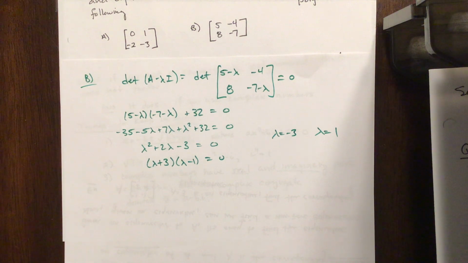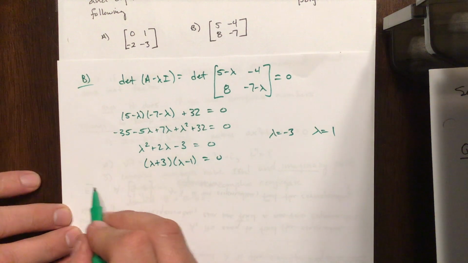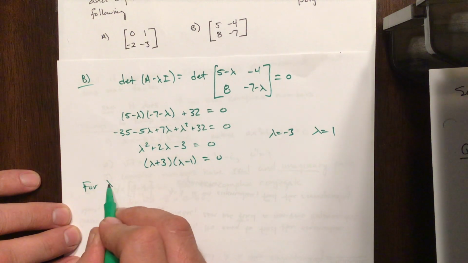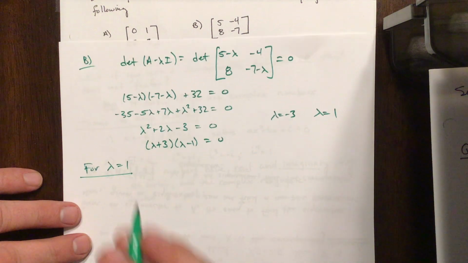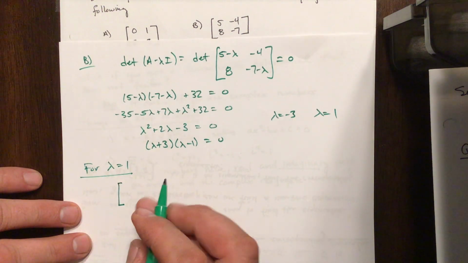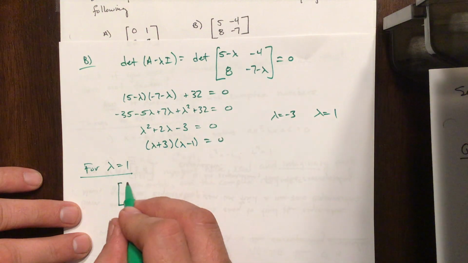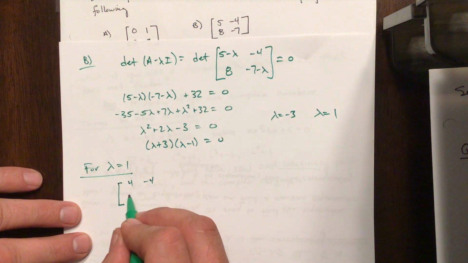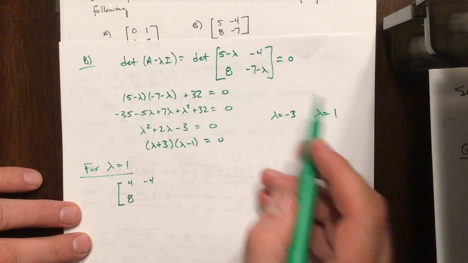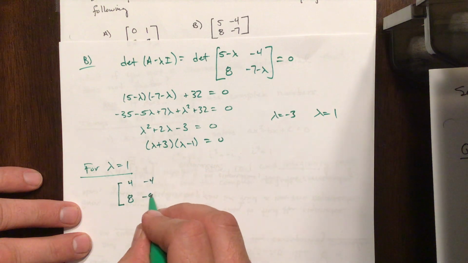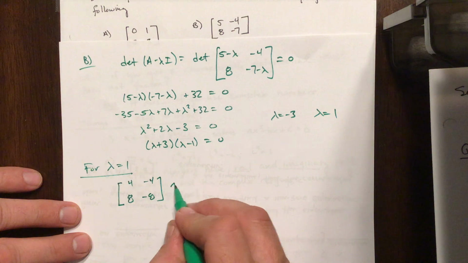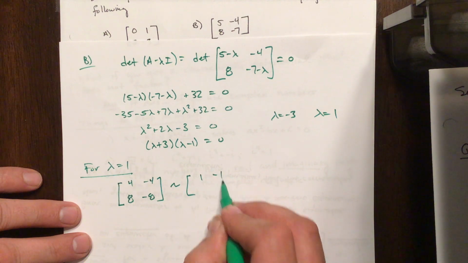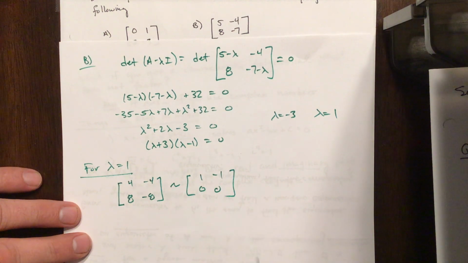So now I need to find the non-zero eigenvectors. For lambda equals 1, plug that into A minus lambda I. So if lambda is 1, that's 4, -4, 8, and -7 minus 1 is -8. And find the null space of this matrix. So it's 1, -1, 0, 0.